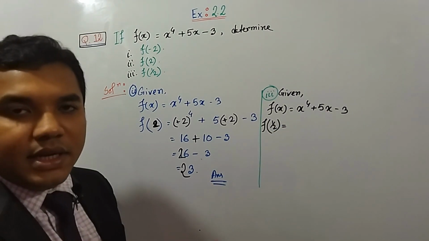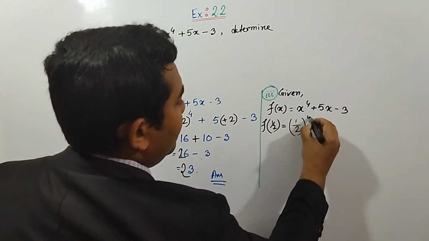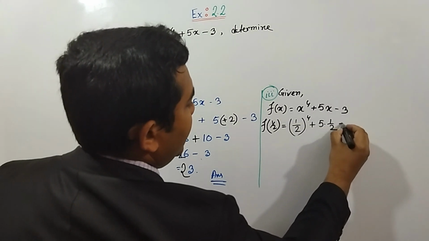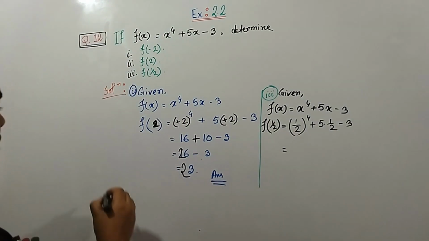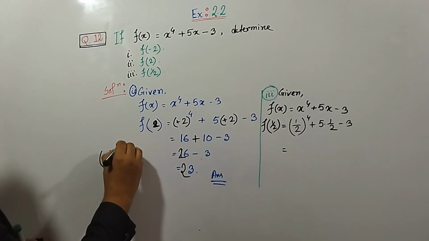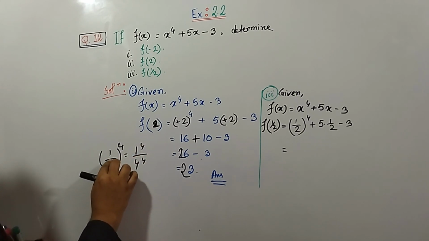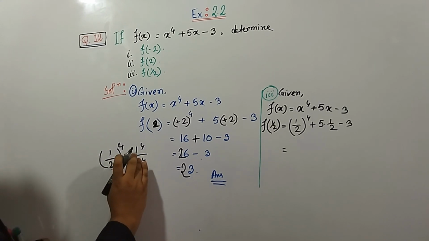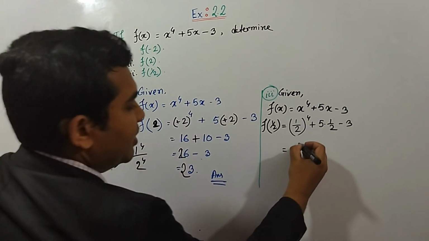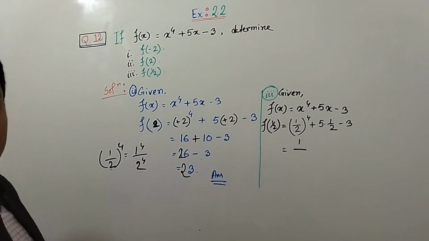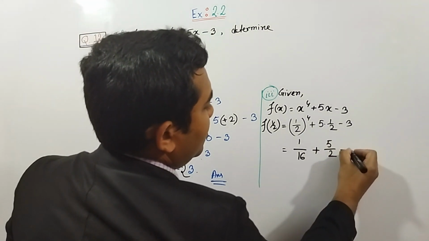I think you all can understand this math very clearly. So half to the power 4 plus 5 into half minus 3. What does 1 by 2 to the power 4 mean? You all can understand that 1 by 2 to the power 4 means 1 to the power 4 by 2 to the power 4. Here 1 to the power 4 is nothing but 1, but 2 to the power 4 is exactly 16, plus 5 by 2 minus 3.